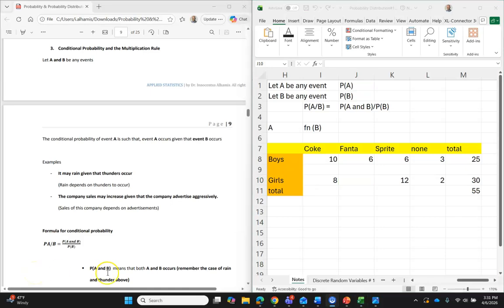And so let's see how many will take Fanta. So I'm going to put an equal sign and click on 30 minus 22. And so we know that about 8 girls are drinking Fanta. Now we need to find the total number of the boys and girls who prefer Coke. So put an equal sign there, and I'm going to click on this plus 8. So we know that about 18 boys and girls will prefer Coke.